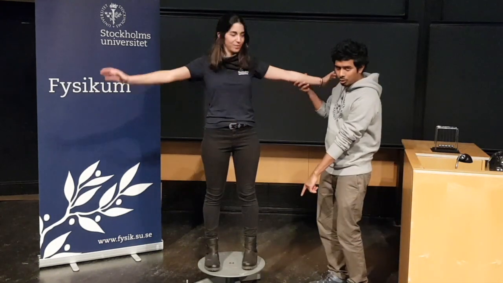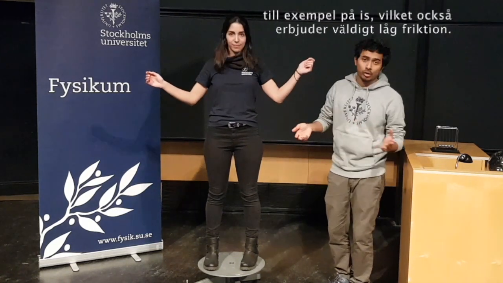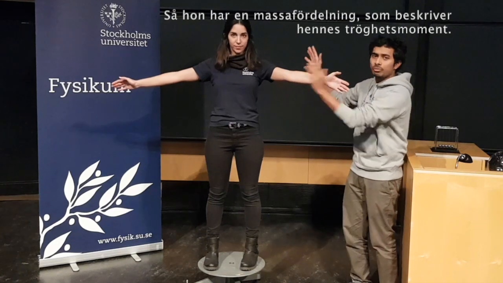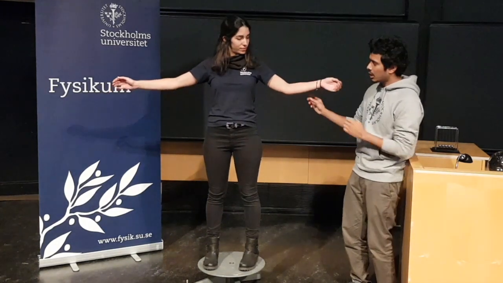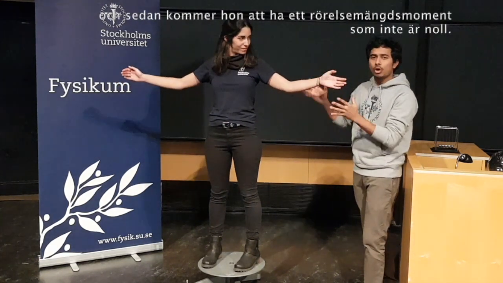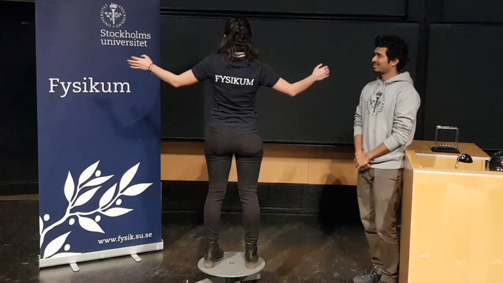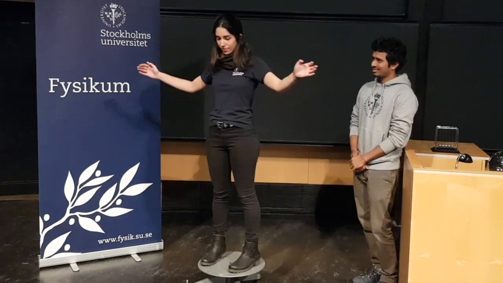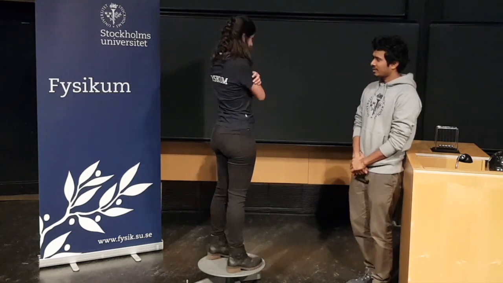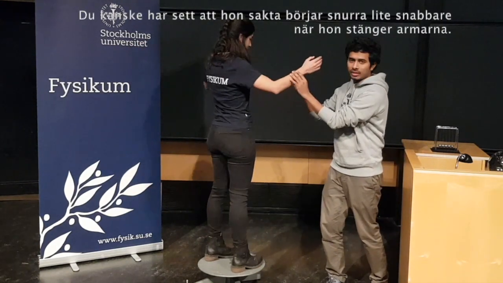Here we have an almost frictionless surface to mimic how it would be if she were standing, for example, on ice, which also offers very low friction. She has a distribution of mass, which describes her moment of inertia. Now I'll give her a little bit of angular velocity, and then she will have some non-zero angular momentum. Let's see what happens. You might have seen that she slowly starts to spin a bit faster when she closes her arms.